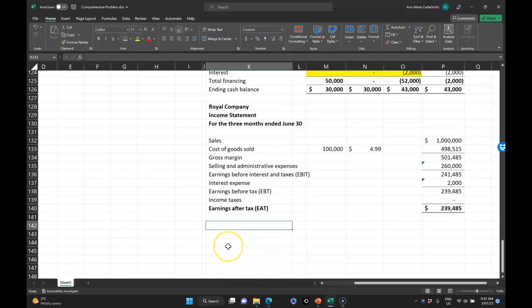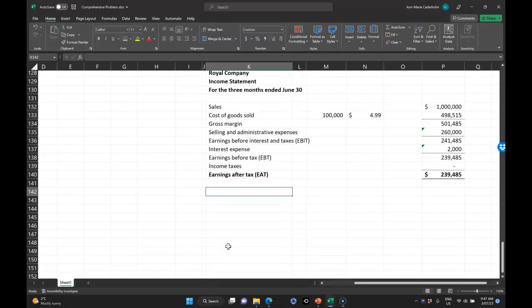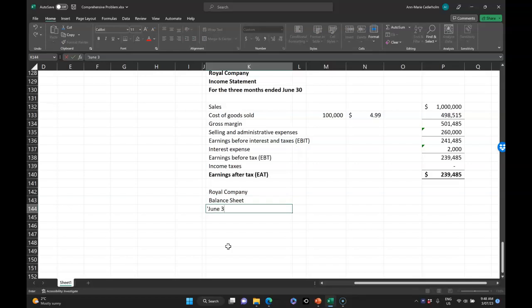Okay, so here's the final test. If we did everything right, then we should be able to balance out our balance sheet. So this is a snapshot in time, so I'm just doing the totals for June 30th.